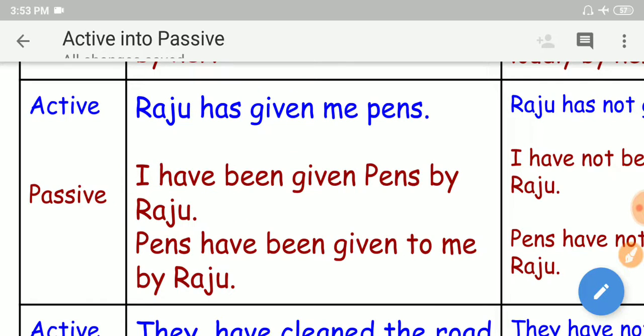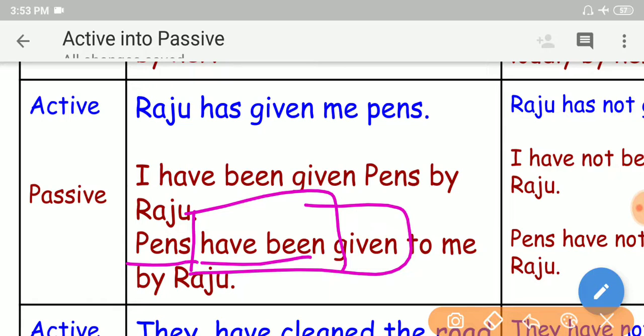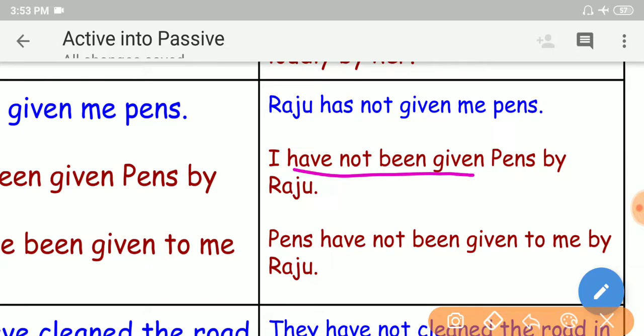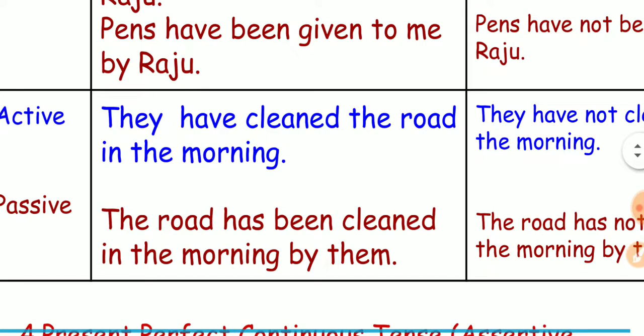Like this, here also in the second sentence, pens is plural, so have been is used, have been given in passive voice. In the negative sentence also, have not been given. That's why this is the passive sentence, my dear friends. If it is have given, that is an active sentence. Now it is have been given, the action is received. That's why this is a passive sentence, my dear friends.